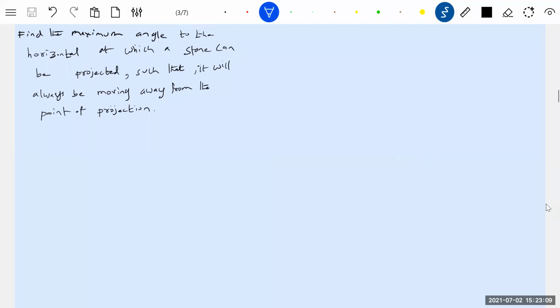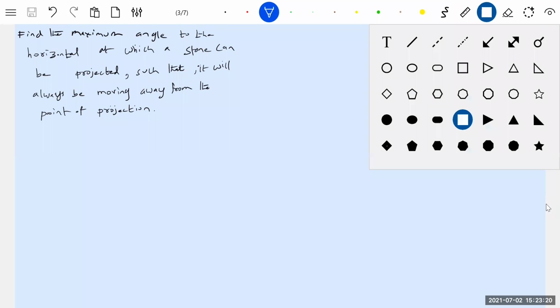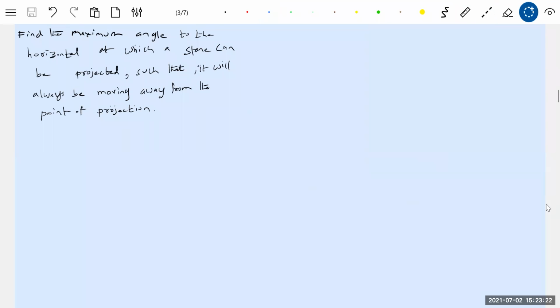Read the question. It may trouble you a little bit. Read the question and try to think. What do you mean by that? Always word is there. It will always be moving away from the point of projection.